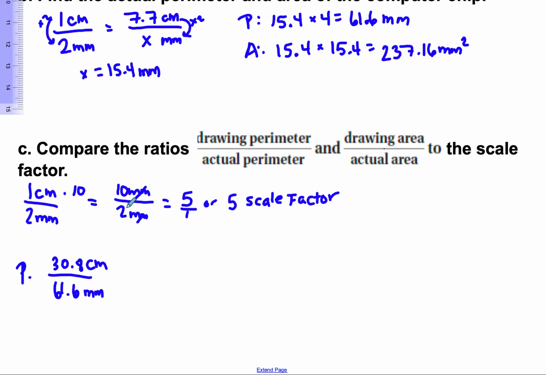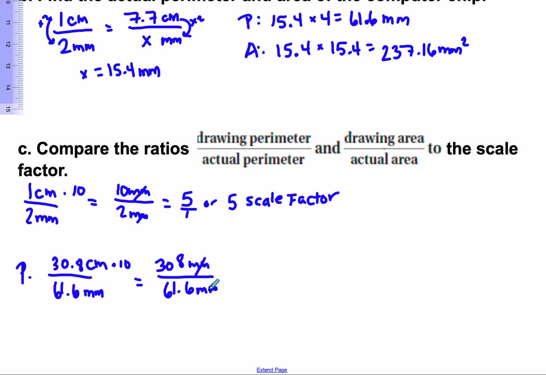Okay, so they want us to compare it to scale factor, which means I need to do the same steps I did with scale factor: make the labels the same, and then see how my numbers end up comparing to our scale factor. So I'm going to take my centimeters and multiply them by 10 to make them millimeters. So that would be 308 millimeters for 61.6 millimeters.